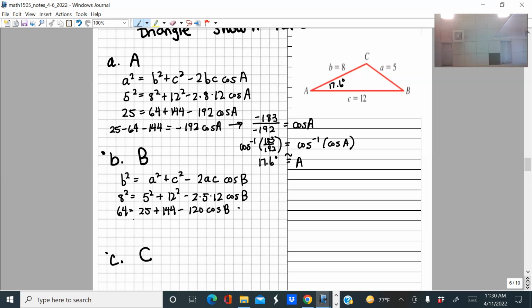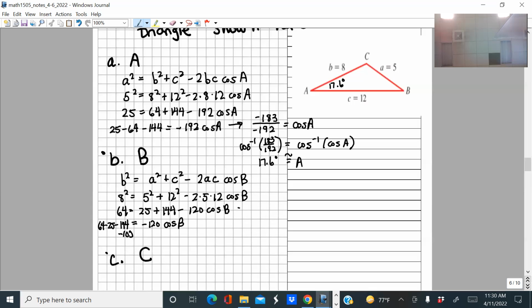And then let's just move our constants to the left-hand side. So on the left-hand side we have 64 minus 25 minus 144, which is equal to minus 120 times the cosine of that angle B. Let's see, 64 minus 25 minus 144, what is that, minus 95 or something like that? Am I doing that right? Minus 105, missed by 10.